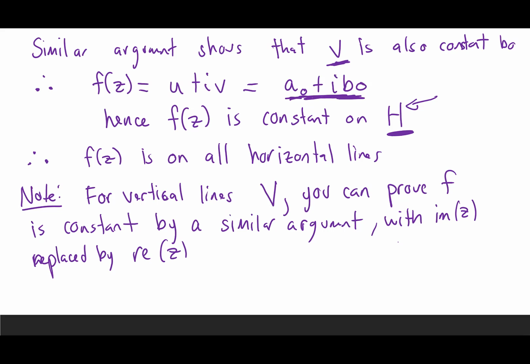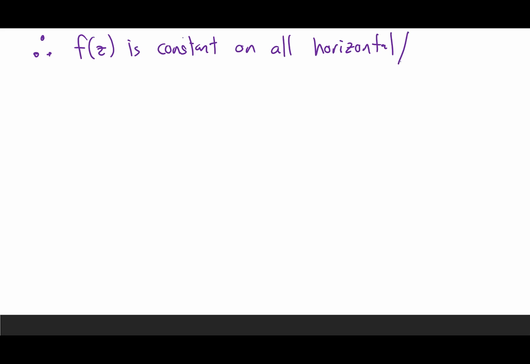Now the reason for this is, if you have a vertical line, let's say again this is g, what does that mean about every single point on this vertical line? That means the real part has to be the same thing. So that's why you can play the same exact game that we just did, but now with the real part. So therefore, f of z is constant on all horizontal and vertical lines.